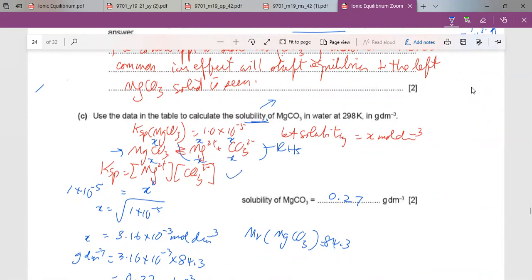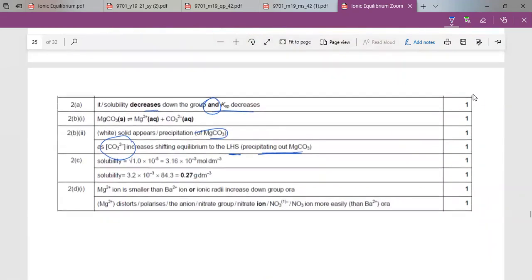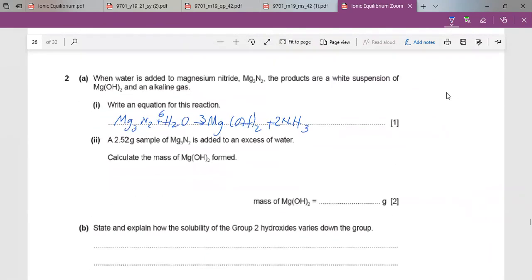So how do you find the solubility? Of course, I told you, let solubility be X mostly. Always remember. So X here, X squared, very simple, and then you can give your answer. But as in grams per dm cubed, you find the MR and multiply by the MR here. 0.27 grams per dm cubed. All right, we're very near the end.